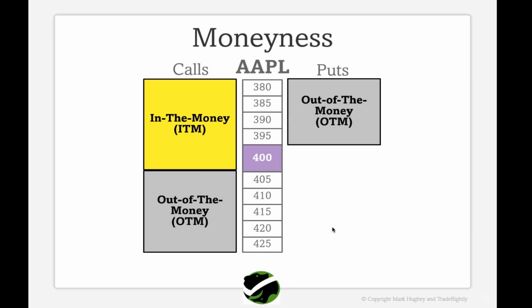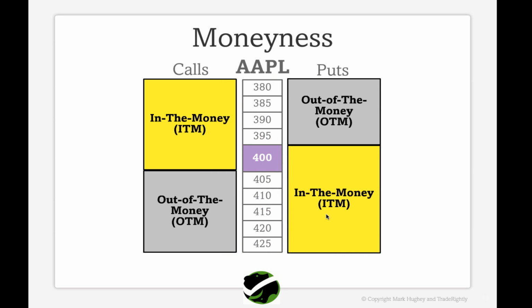In the money puts are on the other end of the chart. Those are those with strike prices above the current price. If I bought the 410 put, it gives me the right to sell Apple at $410 per share, meaning I could buy Apple right now at its current market price of $400, exercise my option, and immediately sell it for $410 for another $10 per share profit. Again, in the money.